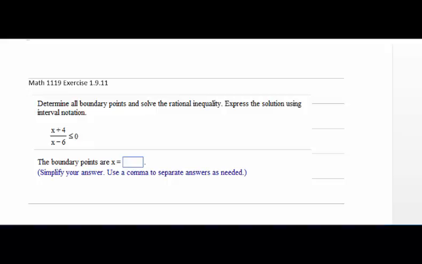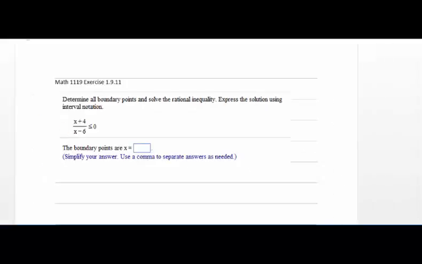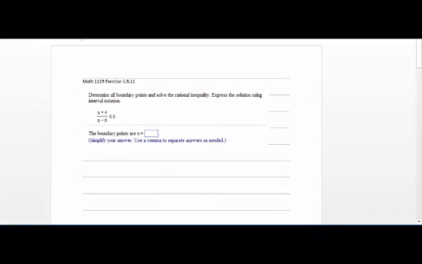This inequality is a rational inequality, x plus 4 divided by x minus 6, and we want to find all x's that make that less than or equal to 0. So let's take a look at solving this.